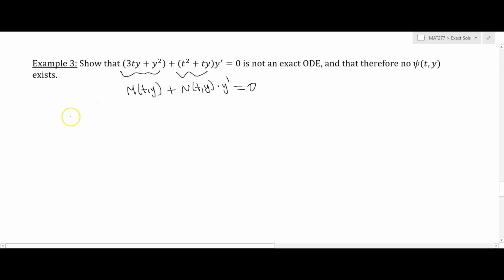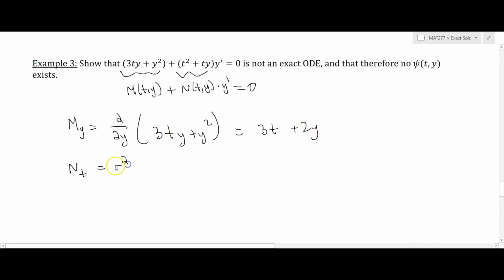So if I take m to find m sub y, I'm going to take the derivative with respect to y of m. That's going to give me the derivative of 3ty. 3t is a constant. The derivative of y is 1, so this will be 3t. And the derivative of y squared is 2y. Now n sub t will be the derivative with respect to t of n, which is t squared plus ty. Now the derivative of t squared is 2t, and they're already not the same. Y is a constant here, so factor that out. Derivative of t is 1. Y times 1 is y, and these are not the same.